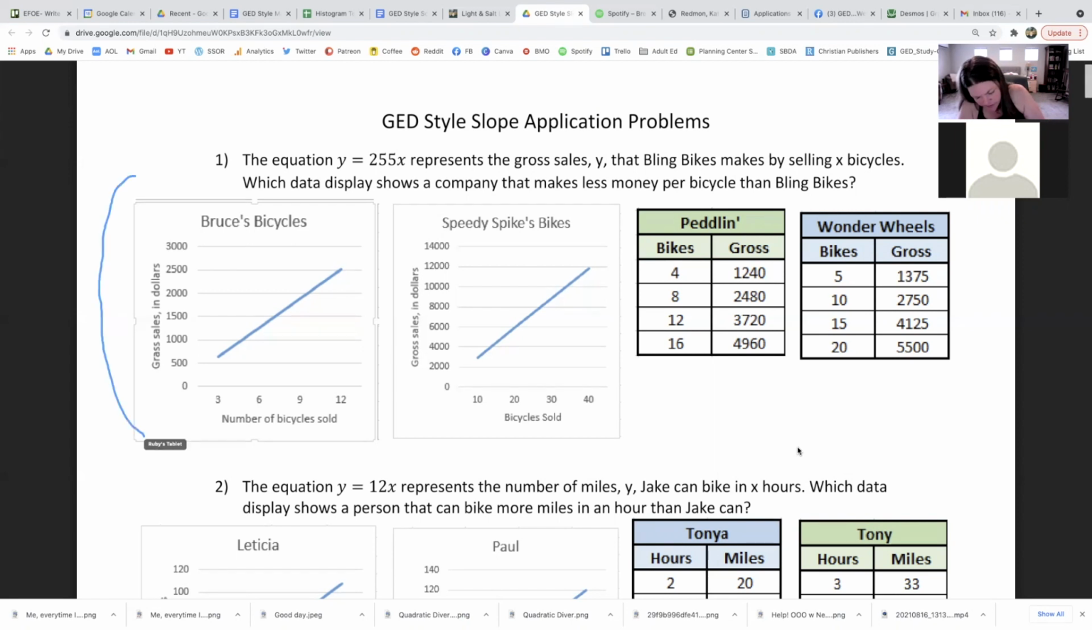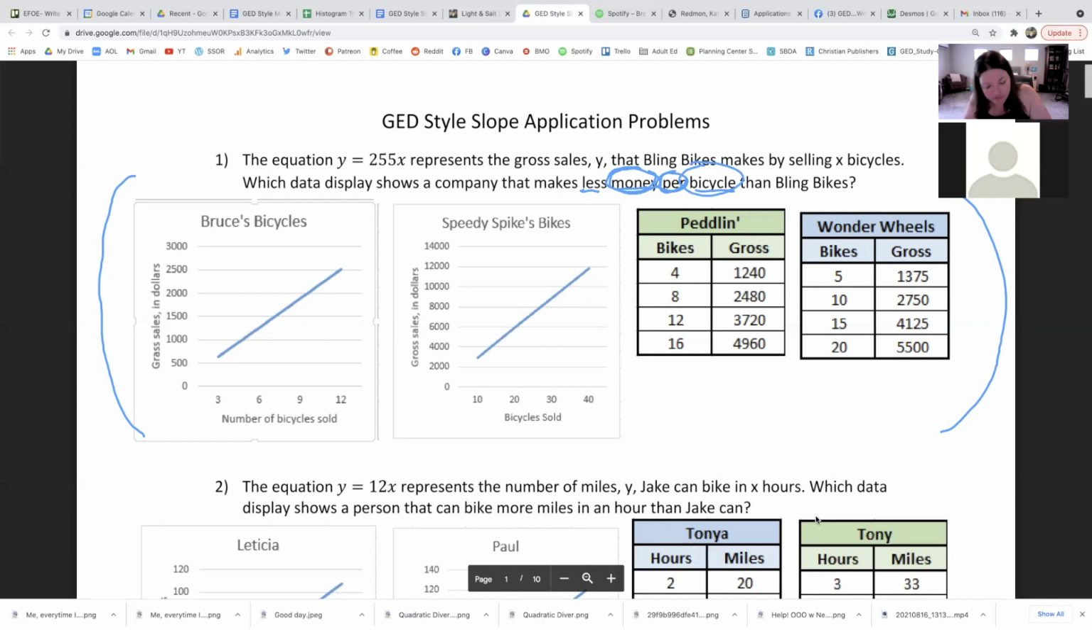So here we have 4 different data displays, a couple of graphs and a couple of tables. So which one of those shows a company that makes less money per bicycle? There's the key word right there. We're looking for something that makes less money per bicycle. As soon as I saw that phrase, money per bicycle, I was super excited, because that was some language that signaled me that even though this looks like a complex problem, we are just finding unit rates. We're comparing, in this case, unit rates. A unit rate is when you're looking how much for one thing. So when I say money per bicycle, I'm talking about how much money per one bicycle.